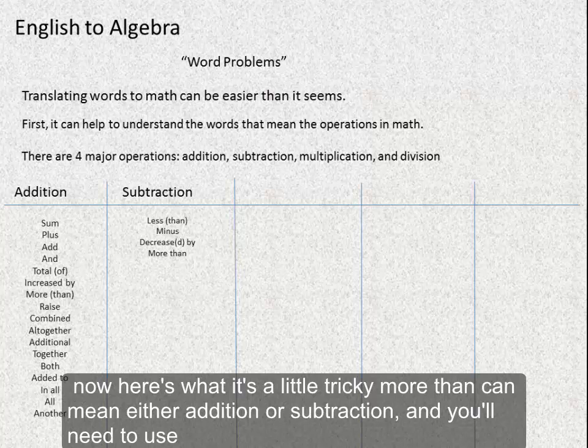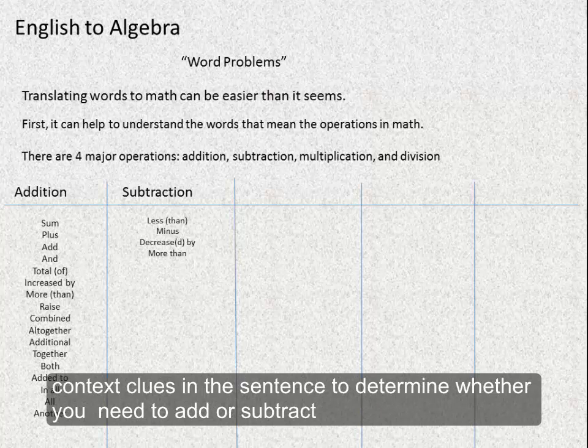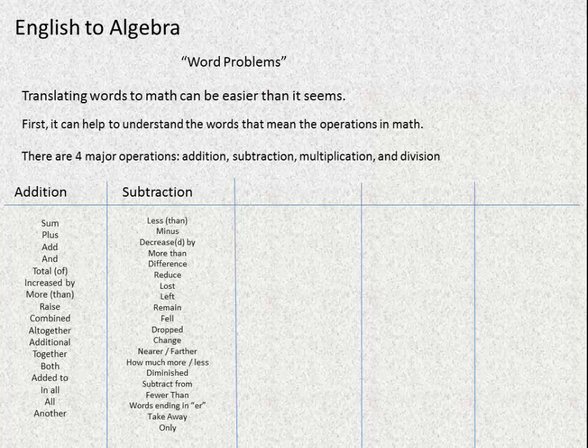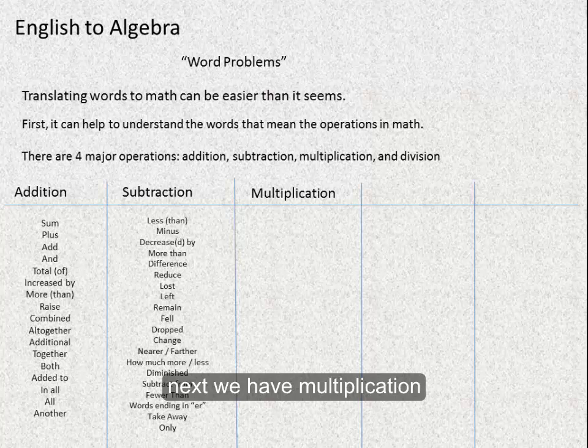Now here's where it gets a little tricky. More than can mean either addition or subtraction, and you'll need to use context clues in the sentence to determine whether you need to add or subtract. We have difference, reduce, lost, left, remain, fell, dropped, change, nearer and farther, how much more or how much less, diminished, subtract from, fewer than, and words ending in er. Takeaway, only.